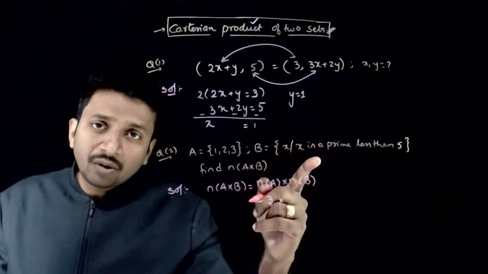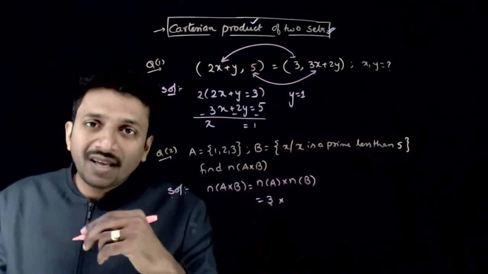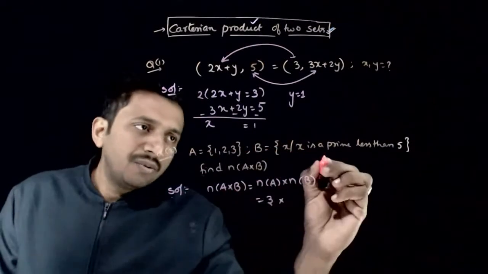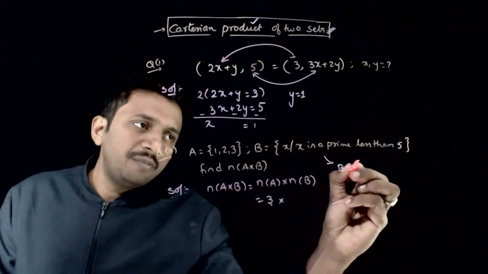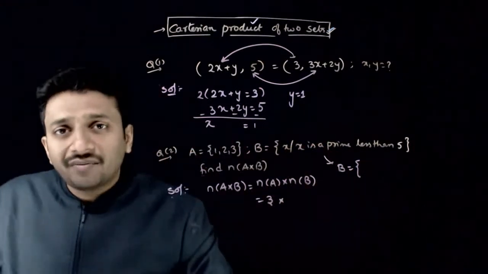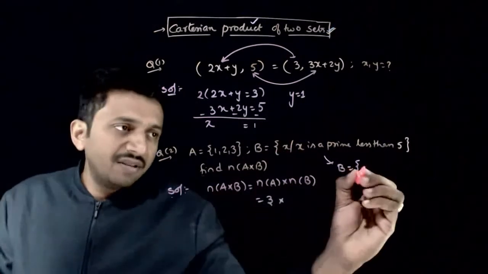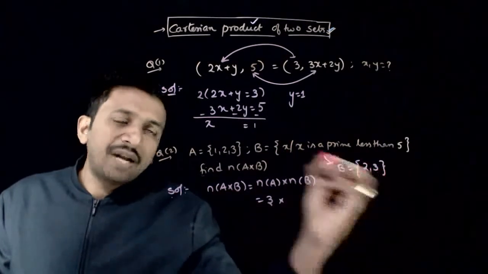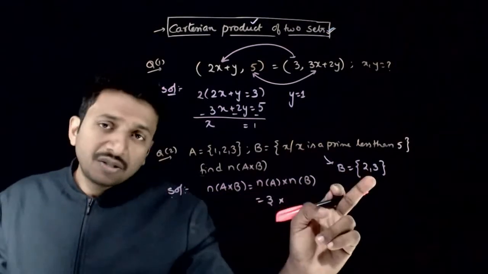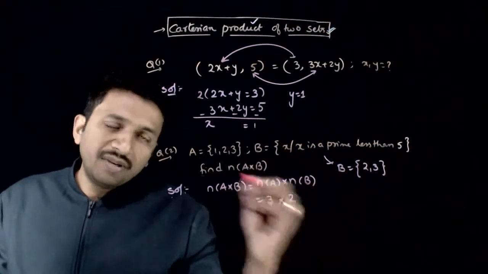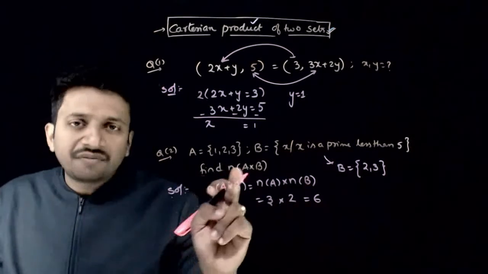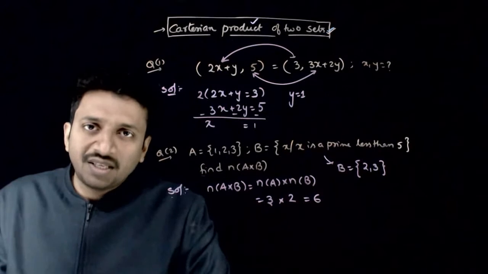B is not given in roster form, so I cannot directly get n(B). I need to write this in roster form. So what is the corresponding roster form? B is equal to {x such that x is a prime number less than 5}. How many primes are there which are less than 5? 2 and 3 are primes less than 5, right? So this is the roster form for B. How many elements are there? There are 2 elements. So 3 into 2 is equal to 6. So n(A × B) is equal to 6.